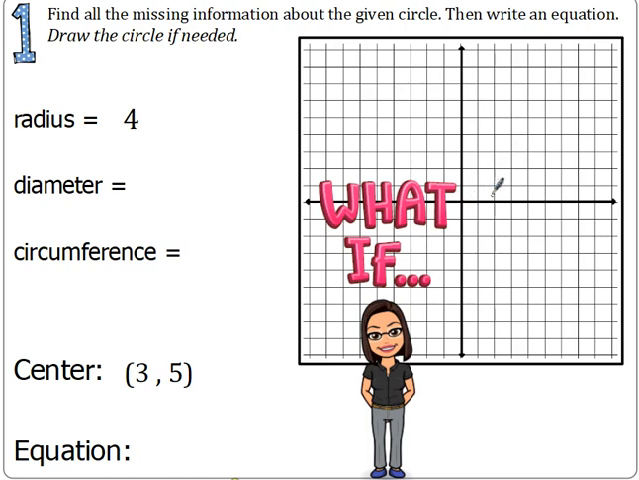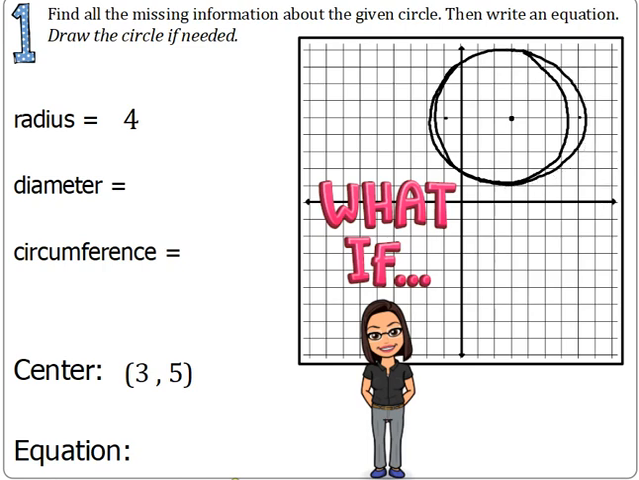So let's go 1, 2, 3, 1, 2, 3, 4, 5. There's my center. And so the radius of 4 means I'll go 4 to the right, 4 to the left, 4 under, and 4 above. And so now it's time for me to draw this circle. Let's see if I can draw. Oh my gosh, this is terrible. Yeah, that circle looks terrible.